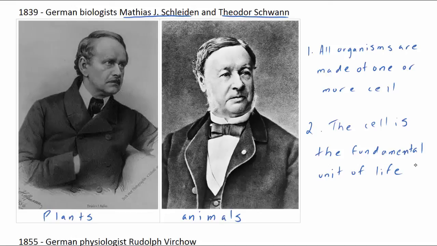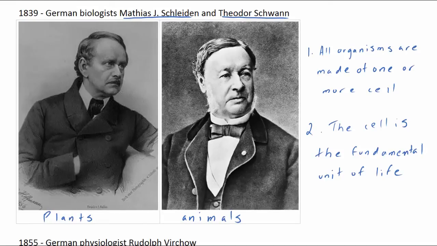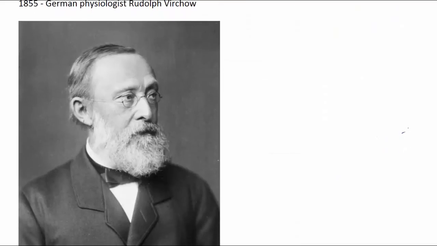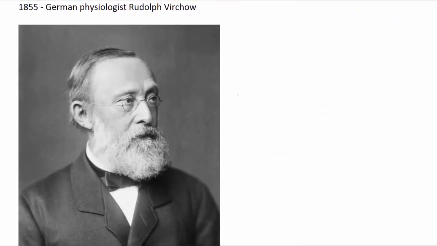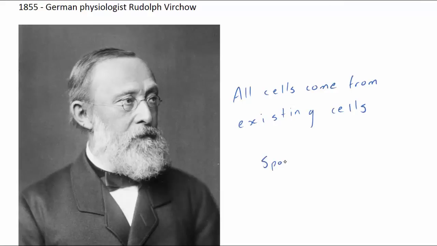Fascinating. German physiologist Rudolf Virchow added a third component to the cell theory in 1855 when he proposed that all cells came from pre-existing cells. This idea contradicted spontaneous generation. When the French chemist and microbiologist Louis Pasteur finally disproved spontaneous generation in 1859, he provided additional evidence in support of cell theory. Thank you, Dr.